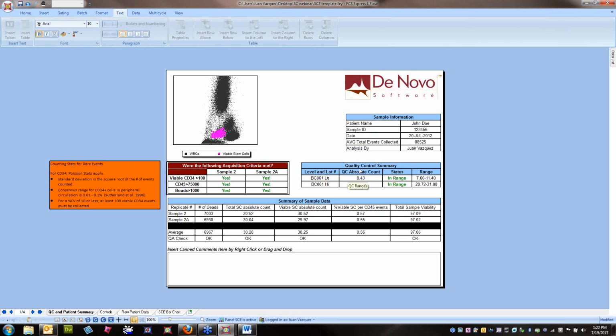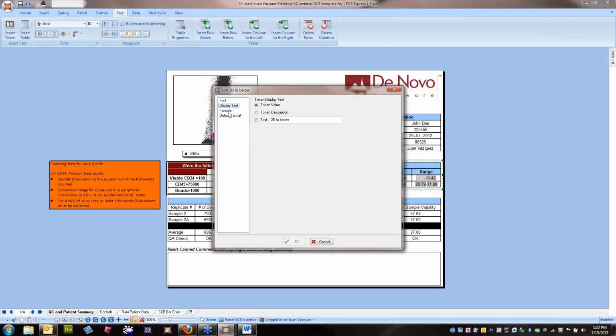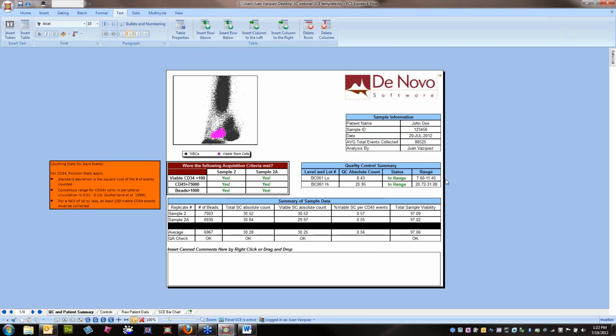Also here I have some tables looking at QC and also a summary of our data. I want to look at the QC specifically because it's actually pretty interesting. We have tokens that are giving us a range, and it's telling us whether our QC value is in range or out of range. If we look at the range here, we created custom tokens where we're looking at what the overall mean is, and the mean for our QC values are provided to us by the manufacturer. We take that mean and develop a range that's 20% below and 20% above whatever that mean is.